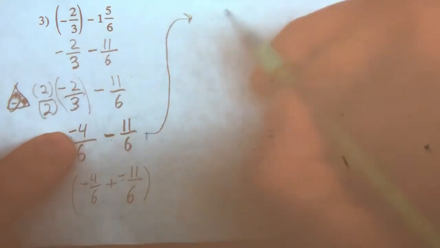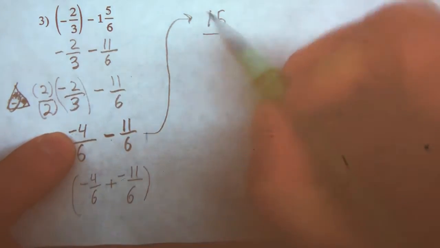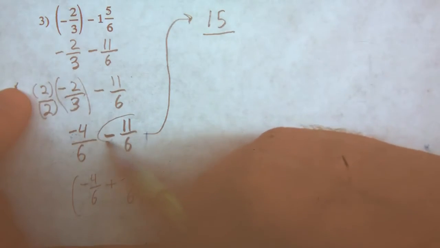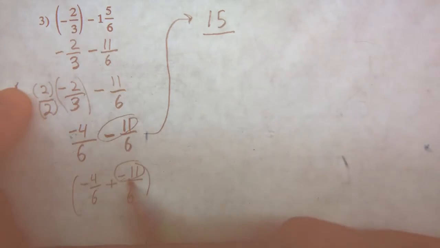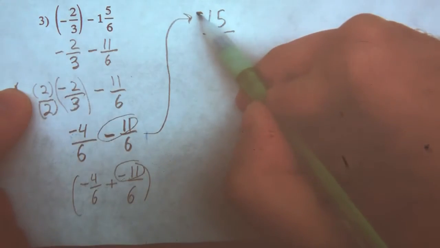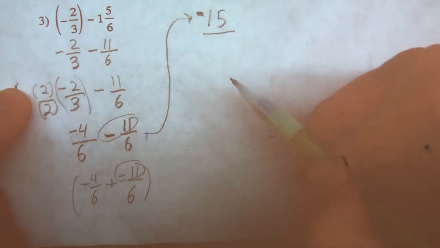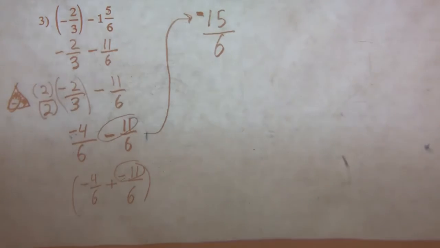So I'm going to do 4 plus 11 is 15. And then, of course, I'm going to keep the sign of my number with the greatest absolute value. So in this case, that's negative 11. So this should definitely be negative. Don't forget that negative. And keep our denominator of 6.